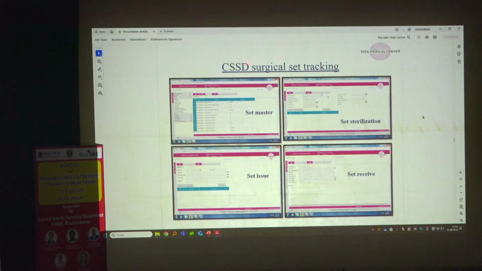We are also maintaining the surgical set tracking system. There is a set master. We are keeping all the sets here. After that, set sterilization, then set issue, and then set receipt. So, the set master is prepared by CSSD and OT. Set sterilization is done by the CSSD. Set issue is done by the CSSD. Set receipt: after completion of the surgery, it is sent by the OT and received by the CSSD. It is only used in the OT-CSSD complex, not in the WAT complex.